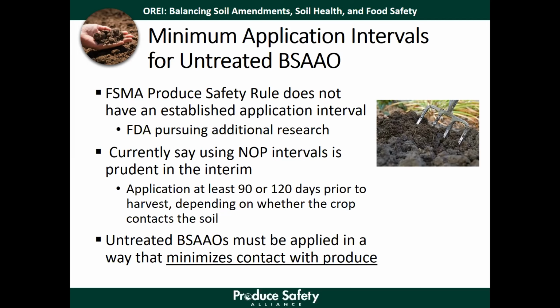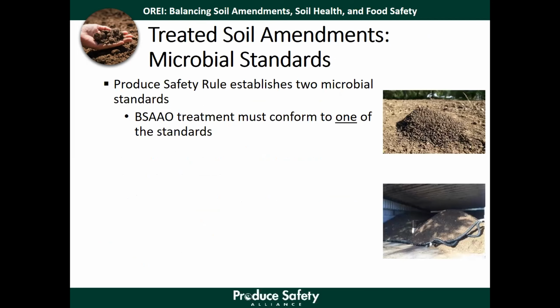So that's really all I'm going to discuss here on untreated soil amendments. Now I'm going to switch gears, because this is the composting section, and talk about treated soil amendments. In the FSMA produce safety rule, they establish two different microbial standards. The requirement is that soil amendments that are considered treated must conform to one of these standards. They don't have to conform to both, just one.